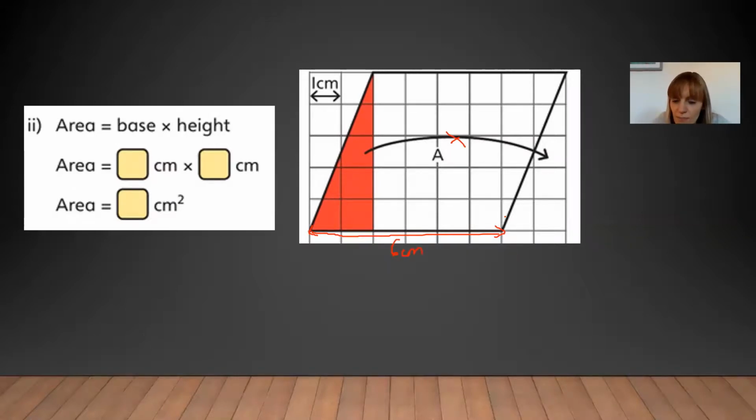Now the height, remember, has to meet up with the base at a right angle. So here is my height going up here, okay? So that is 1, 2, 3, 4, 5 centimetres. So again, it is the same calculation. 6 centimetres times 5 gives me 30 centimetres squared. So do you see that actually we can either move a bit about? I find that a little bit confusing because I think if you know that the base, the bottom line, gives you your base, and then you work out how high it is by going at a right angle up from your baseline, you're going to be able to do it.